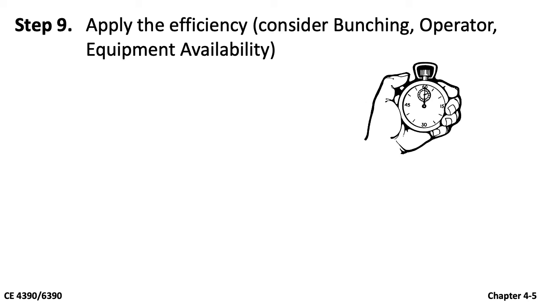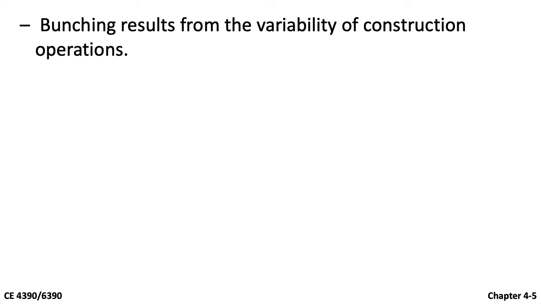Step 9, apply the efficiency considering bunching, operator, equipment availability. But let's see what reduces the efficiency of the trucks. Bunching is the most common factor that has a significant negative impact on the efficiency of any construction operation. It is the situation when many hauling units arrive at almost the same time. This leads to significant waiting time for all the trucks.